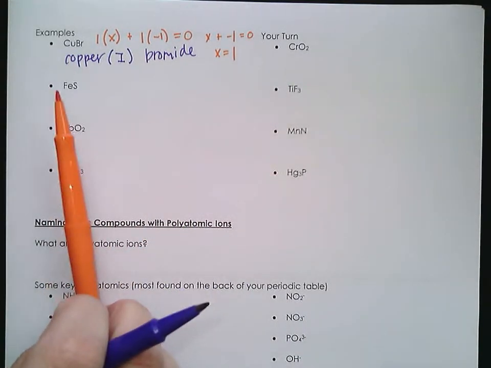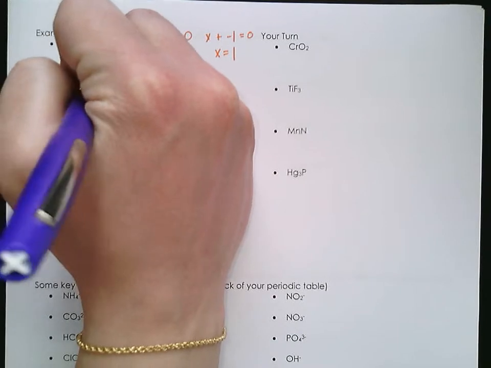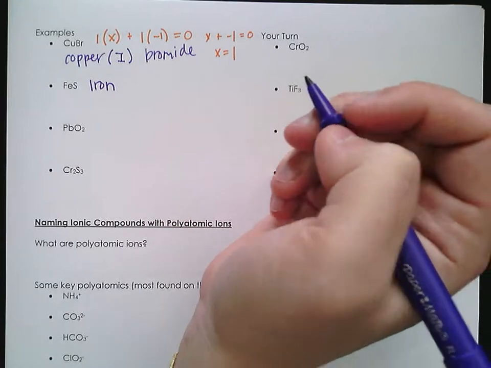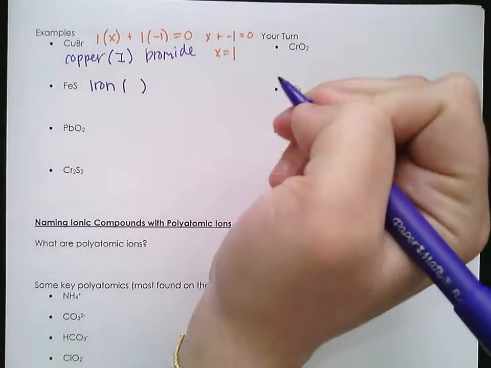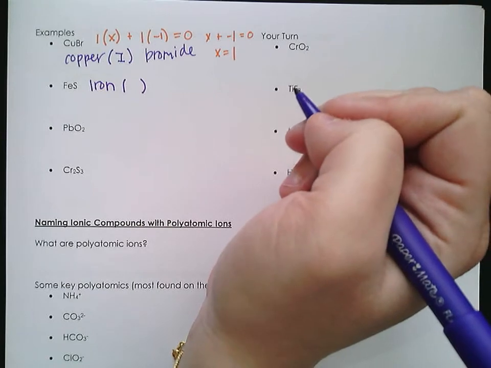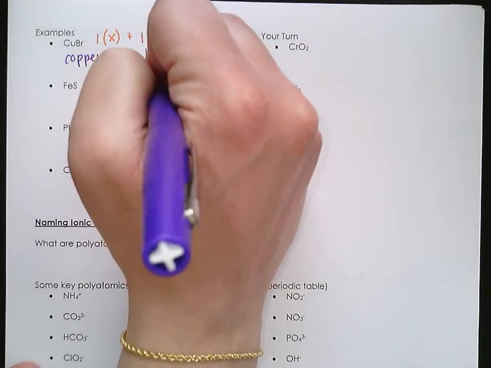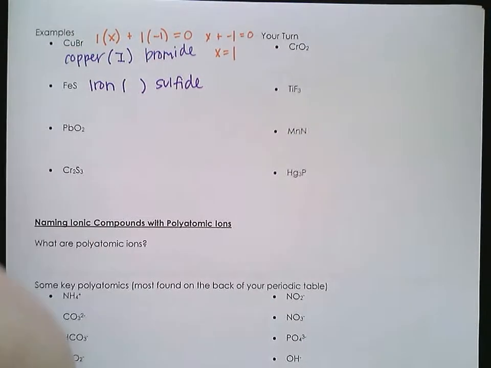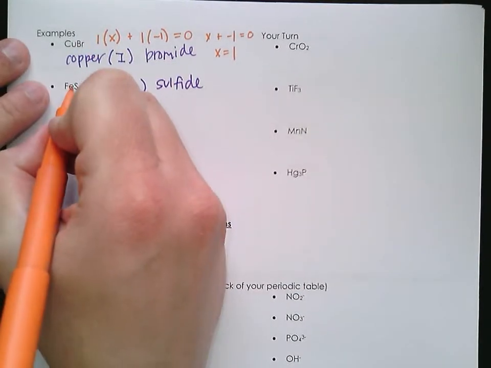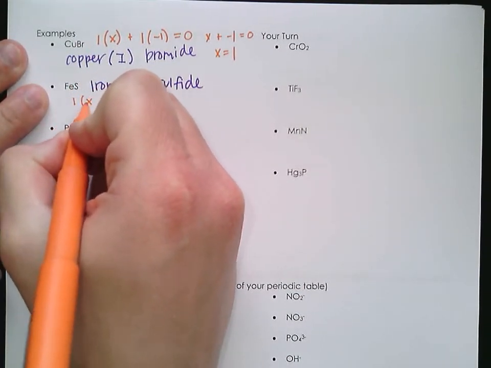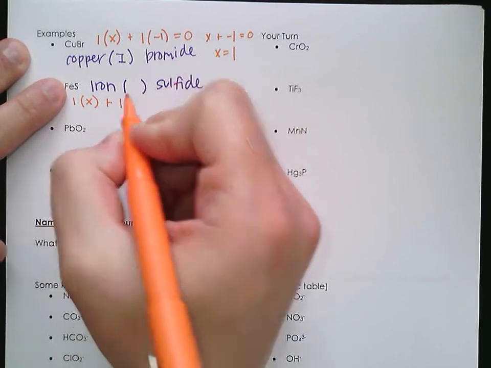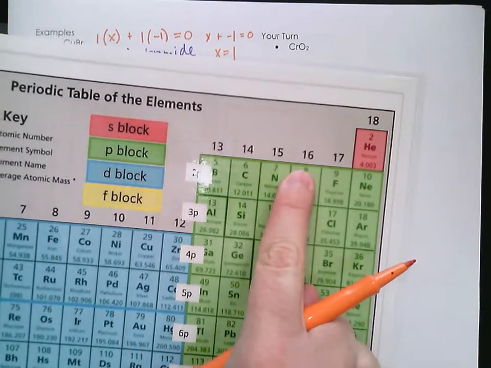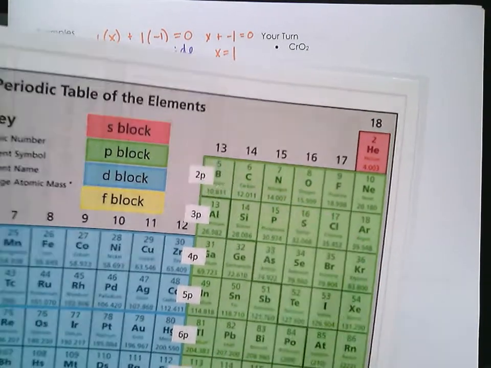Let's check out this next one. Fe, that's iron. We know that it can have more than 1 charge. It tells us that on the back of our periodic table. So I'm going to leave a place for my Roman numerals. And S, remember that's sulfur, so for this we're going to have sulfide. That tells me that it is an ion. So let's calculate our charge here. I have 1 iron, X for my charge, plus 1 sulfur. Let's check out our periodic table. Sulfur is in group 16, so sulfur has a -2 charge.